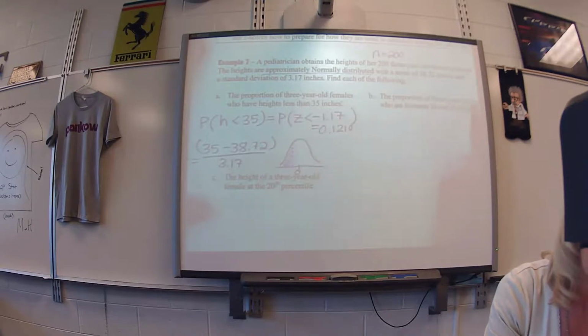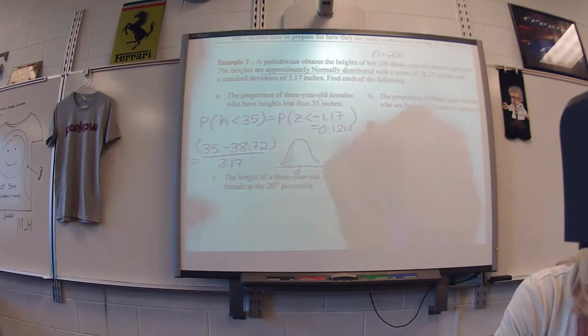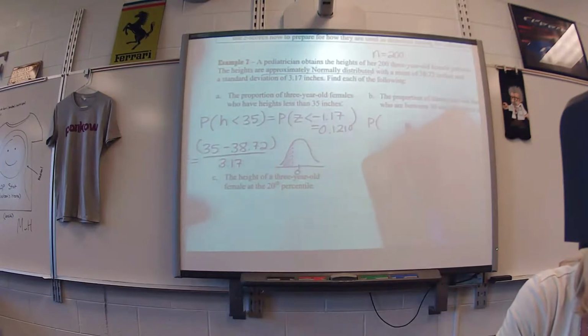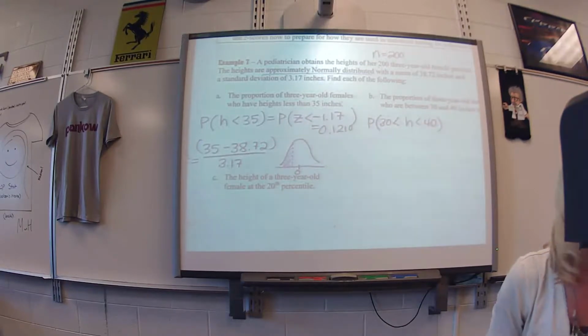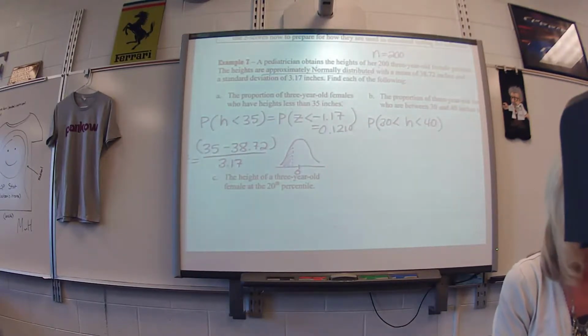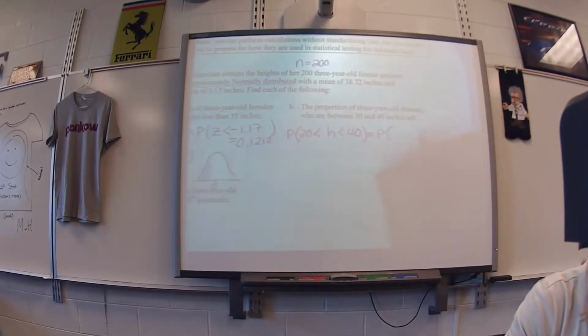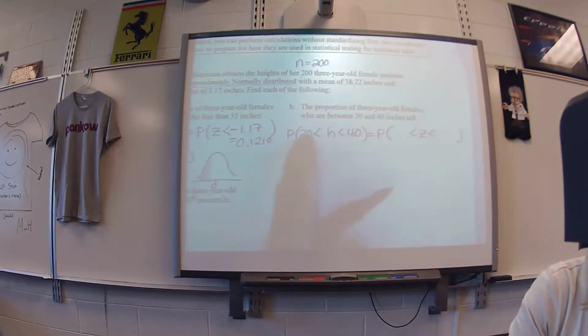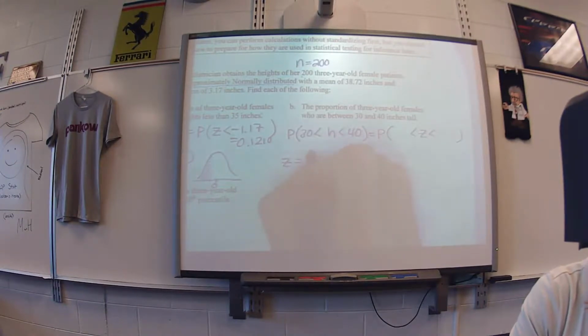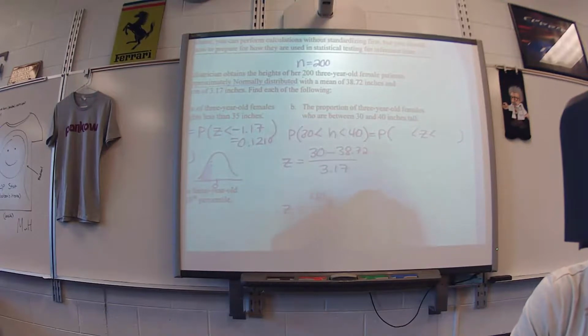The proportion of 3-year-old females whose heights are between 30 and 40. Now on this one, you're going to have to do 2 conversions, because when I put this into a Z, I have to convert each of these. So the first one is going to be 30 minus 38.72 divided by 3.17. And the second one is going to be 40 minus 38.72 divided by 3.17.